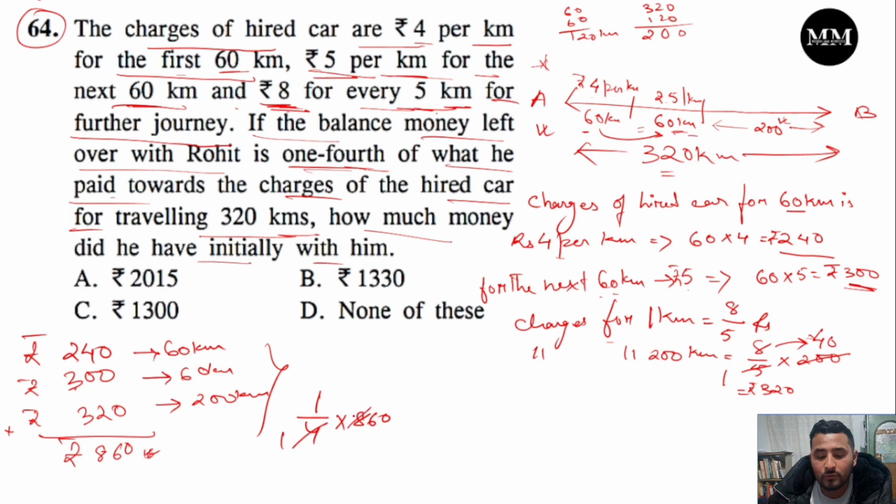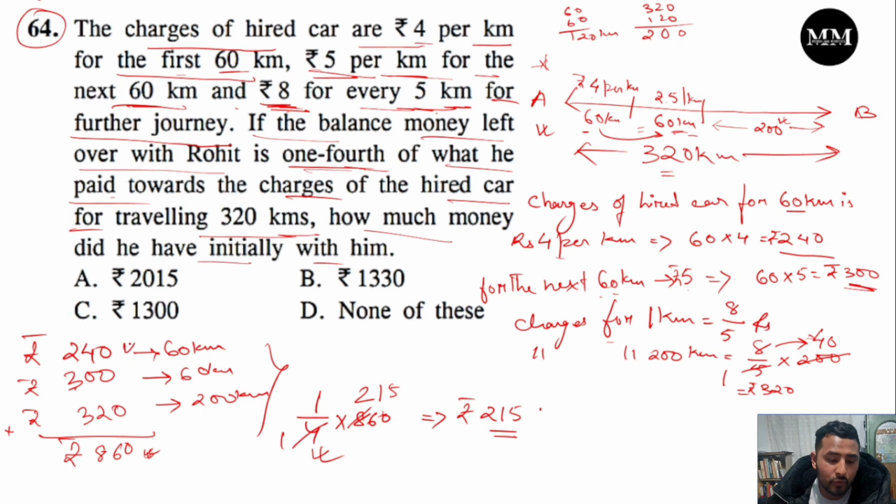4 ones are 4, 4 twos are 8. Then 6: 4 ones are 4, the 2 will go here, 4 fives are 20. So how much does he have remaining? Rupees 215. Okay, so now they're asking for the initial amount. After spending this much, he has been left with 215. So to find the initial amount, what will we do?